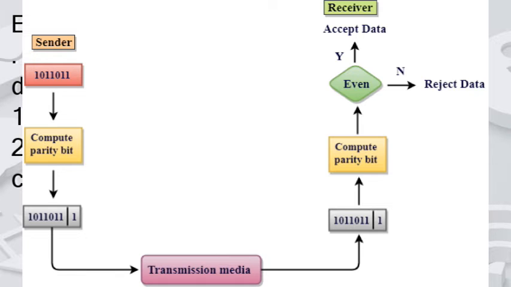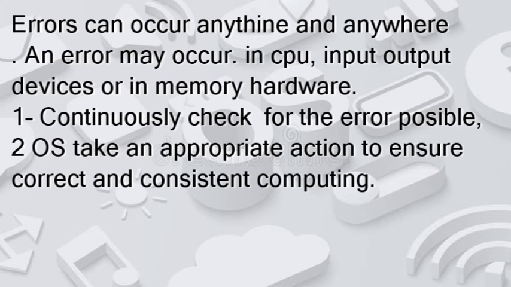Now whenever you connect a USB cable, or connect a mouse to your computer system or anything, it first recognizes the device, like whether it is working properly, any pen drive or anything. If it is fine, it will let you connect that device. But if it feels that it is not correct or it includes some virus, it will show you an error message. Number two, the operating system takes appropriate action to ensure correct and consistent computing.